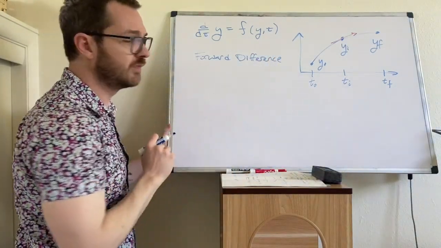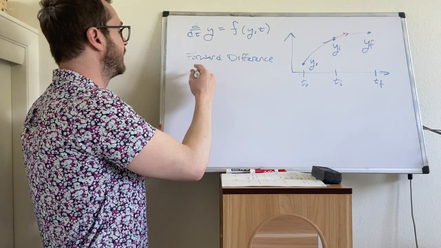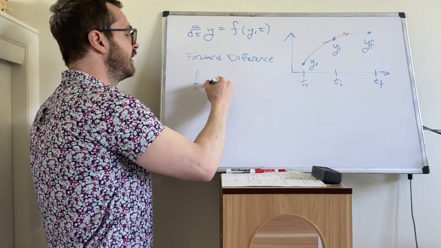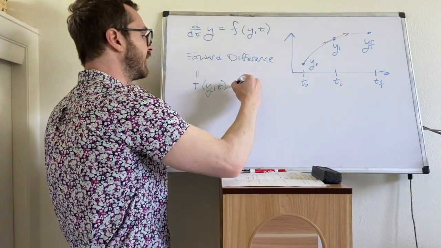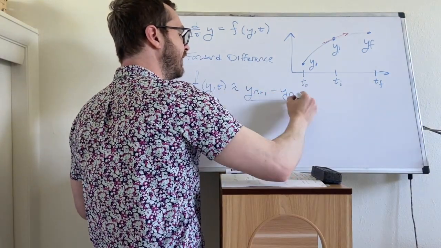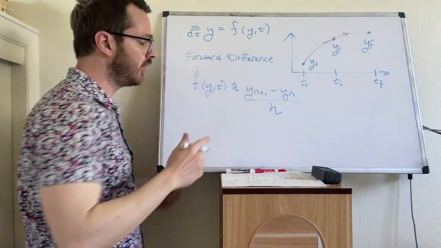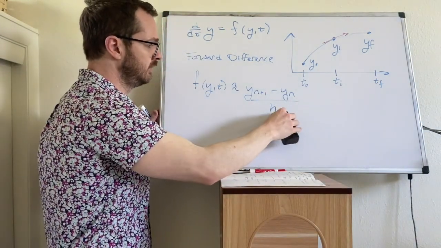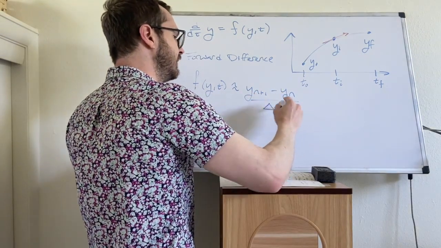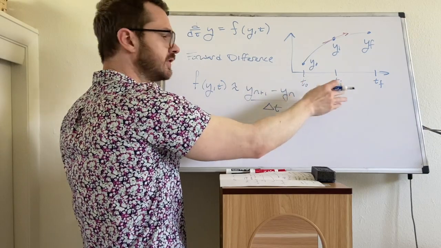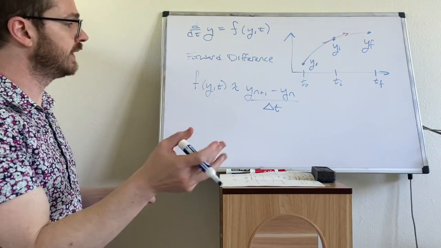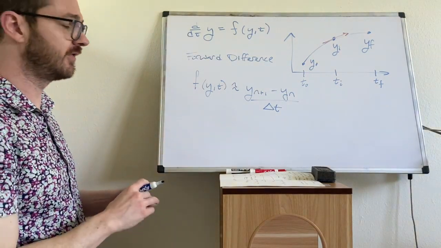The algorithm that we came up with for forward difference was this. d/dt of y, which we're defining as f, so I'm just going to say f of y and t, is approximately equal to y at n plus 1 minus y at n divided by h. Now, we've called it h, and you can use h. You will also see delta t. Usually when we're doing differential equations with respect to time, we'll use a delta t. But again, it's the same idea. It's just your time step, your step size.